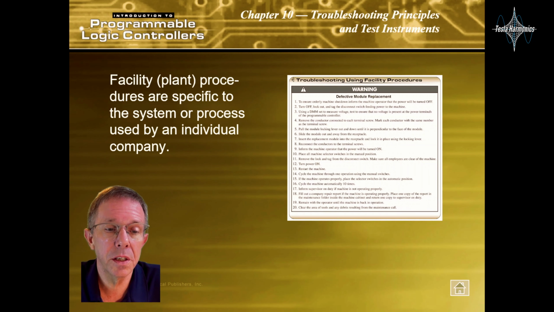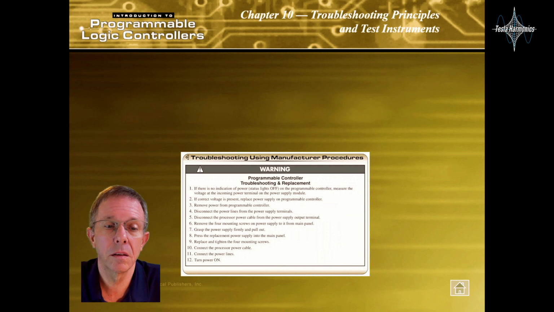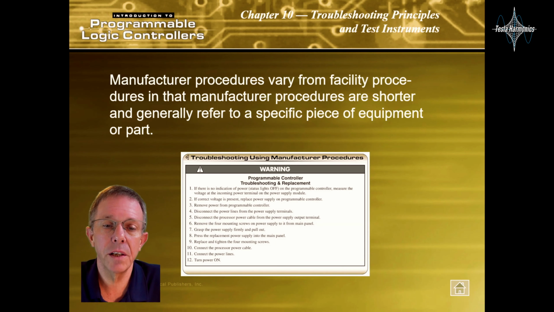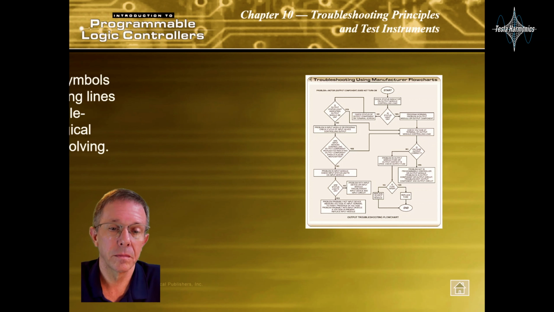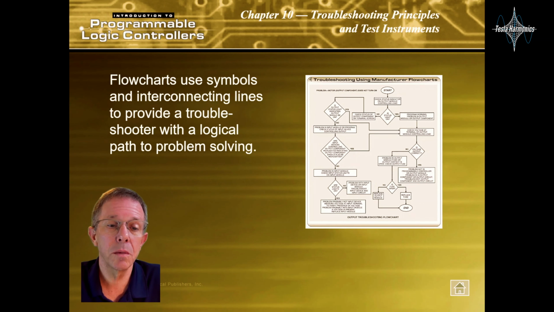Facility or plant procedures are specific to the system or process used by an individual company. Manufacturer procedures vary from facility procedures in that manufacturer procedures are shorter and generally refer to a specific piece of equipment or part. PLC status indicator lights, or LEDs, provide a visual display of operating conditions. Flowcharts use symbols and interconnecting lines to provide a troubleshooter with a logical path to problem solving.